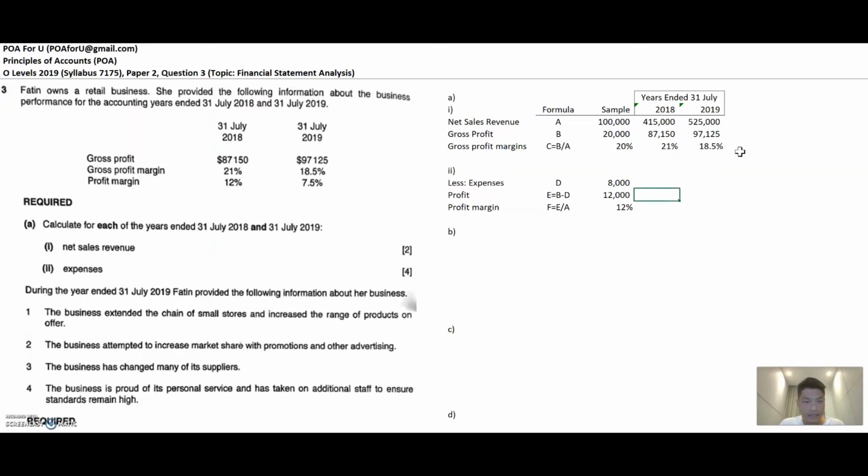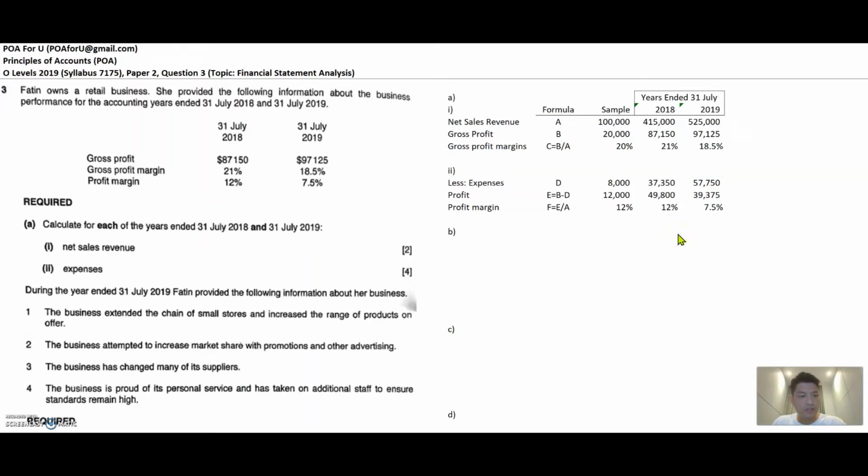Now let's look at the next part, right? The next part is they tell you profit margins. You have 12% here and you have 7.5%. Then you can calculate what your profits are with the profit margin, right? So profits is equal to 12% times net sales revenue. So this is your profits, right? And then you can work backwards to calculate your expenses, which is your gross profit minus your overall profits. And that is the answer for part 1 and part 2 of section A.